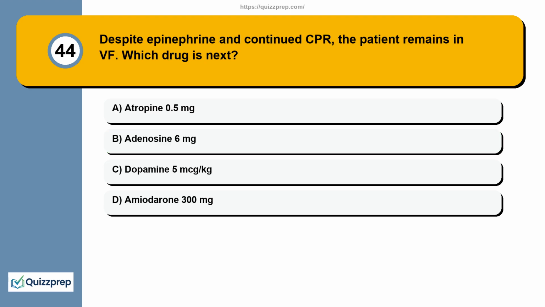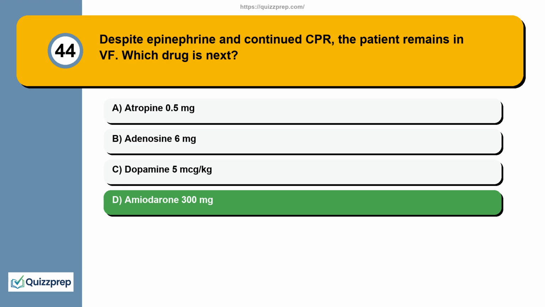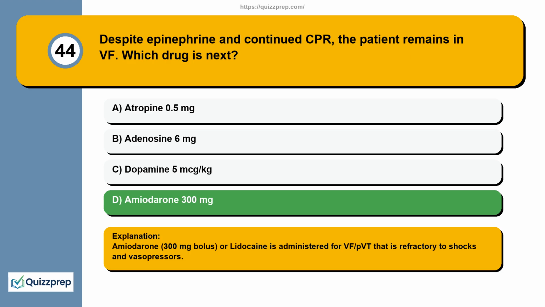Question 44. Despite epinephrine and continued CPR, the patient remains in VF. Which drug is next? Atropine 0.5 mg, adenosine 6 mg, dopamine 5 mcg/kg, amiodarone 300 mg. Amiodarone, 300 mg bolus, or lidocaine is administered for VF/pVT that is refractory to shocks and vasopressors.